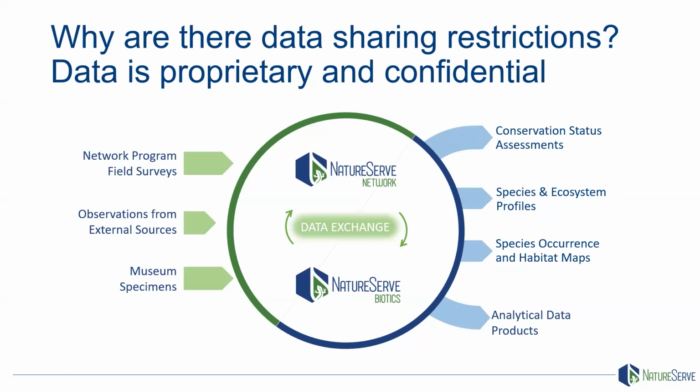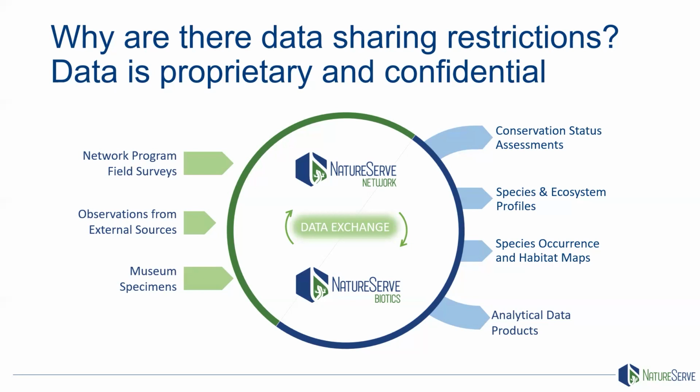So let's look at why there are data use restrictions and why NatureServe network data are proprietary and confidential. NatureServe is developing many types of data, including taxonomy, habitat descriptions, global conservation ranks, species habitat models, etc. And most of this information being developed by NatureServe is not confidential or sensitive and is available to the public on NatureServe Explorer. Our network programs are collecting and working with partners to collect observations for their jurisdiction.